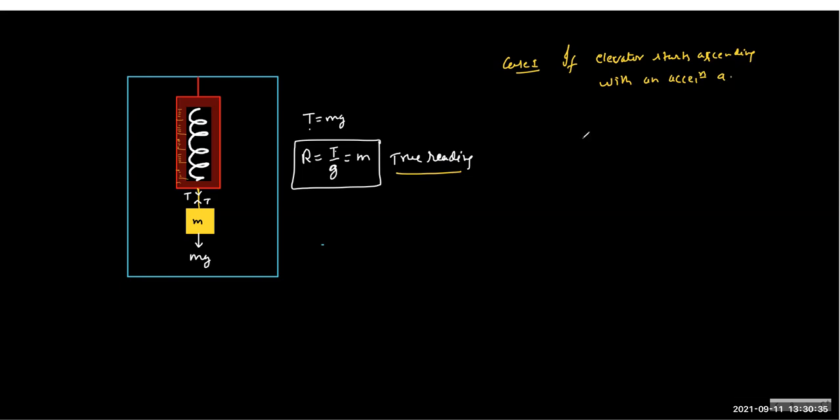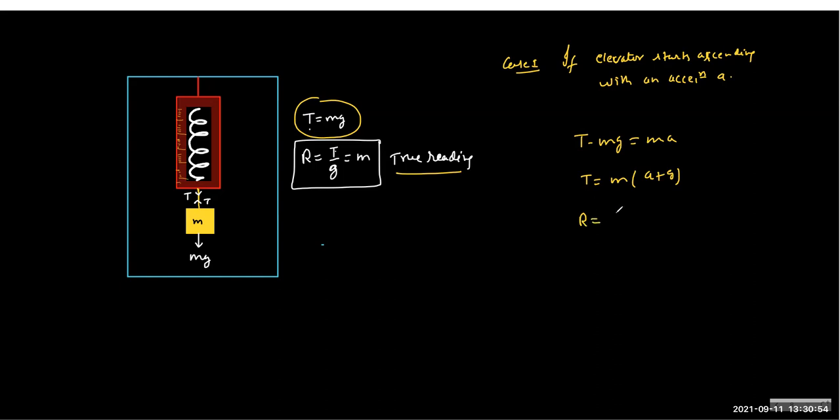So in this case, if the system has an upward acceleration A, then you cannot write this equation as a law of motion. So what do you write? You write T minus mg is equal to ma, because the block is going up with acceleration A. And so the tension turns out to be m into (a plus g).